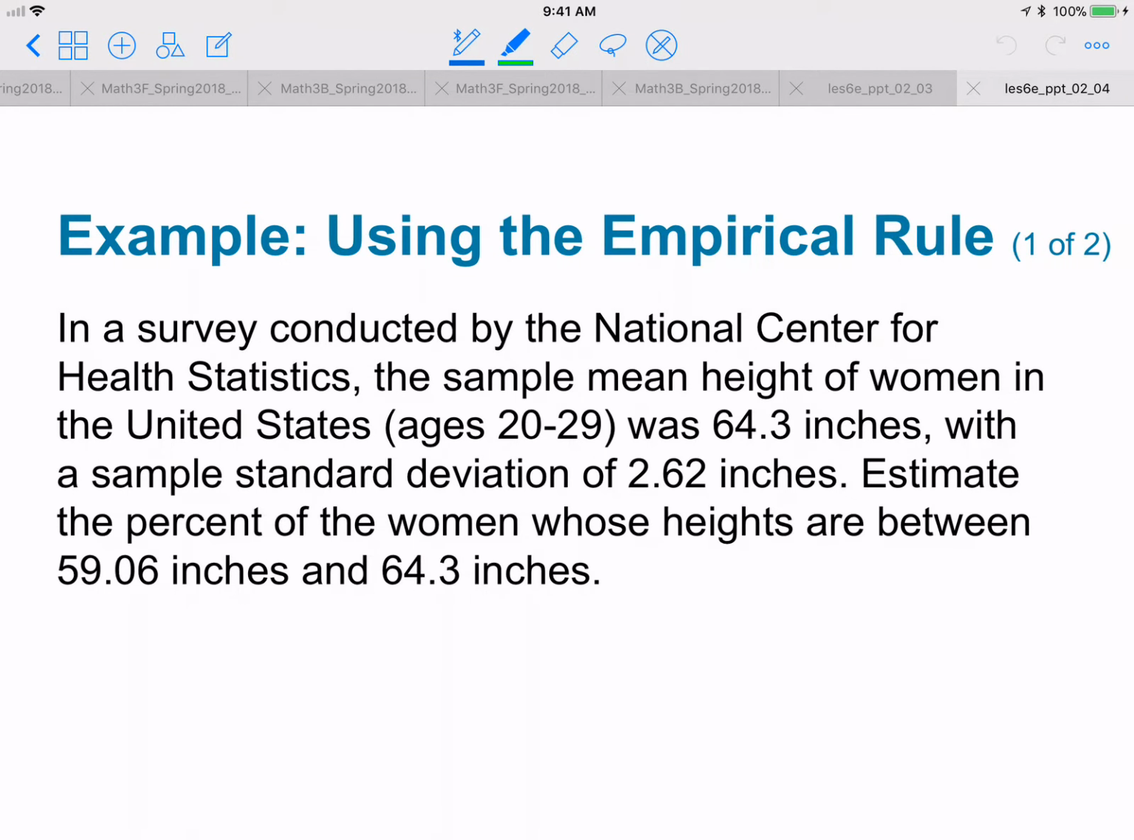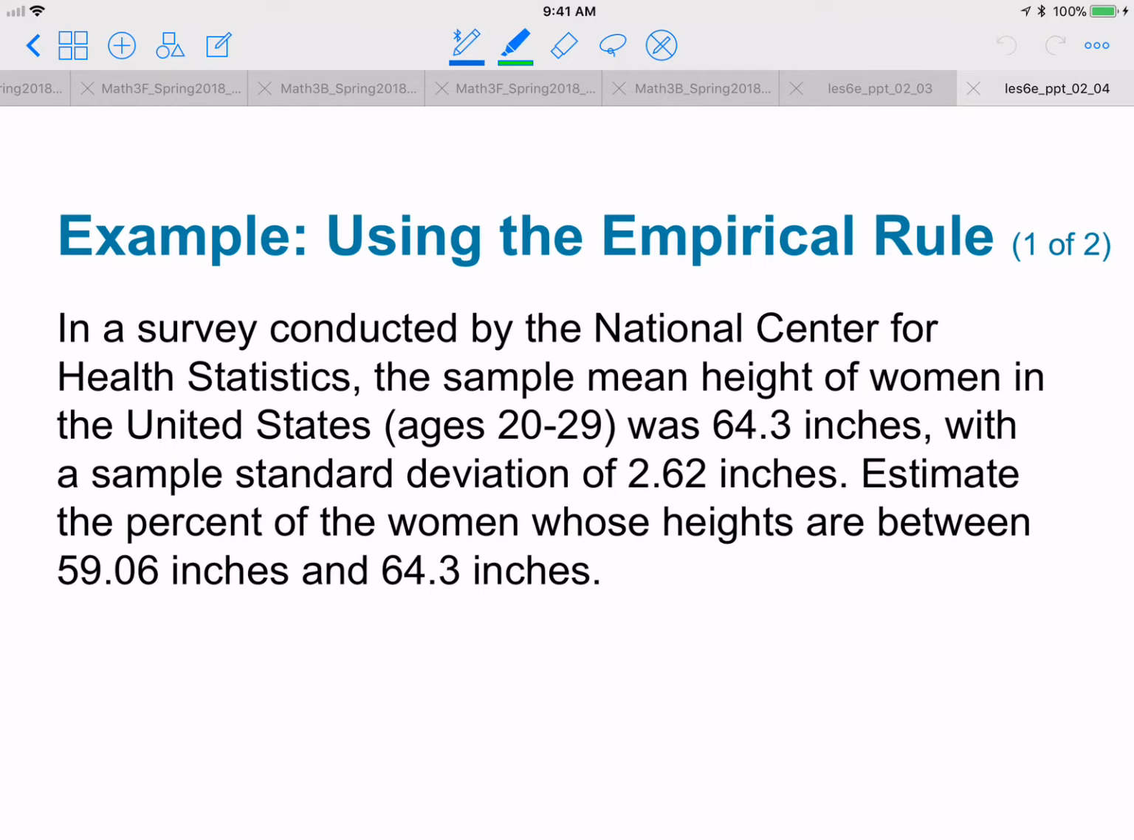So let's look at this example here. In a survey conducted by the National Center for Health Statistics, the sample mean height of women in the U.S. was 64.3 inches with a sample standard deviation of 2.62. Estimate the percent of the women whose heights are between 59.06 inches and 64.3 inches.